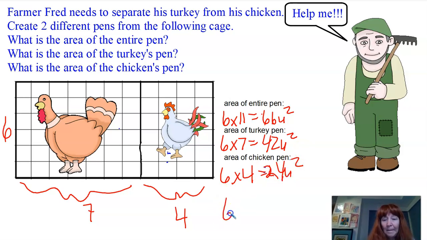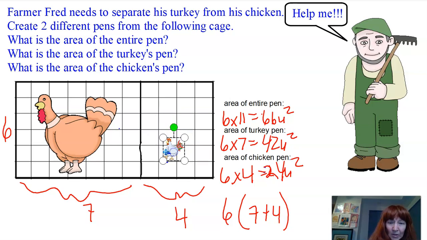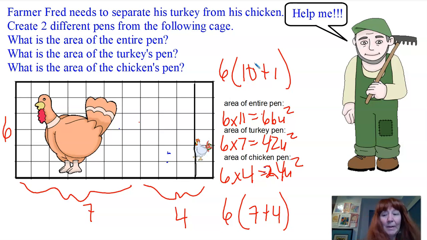So this time, the pens are 6 times (7 plus 4). And you can imagine, with a combination of 11, if I made the chicken really small, then I could put this pen all the way over here, take that line, move it over here. That seems kind of ridiculous, but I could do 6 times (10 plus 1), right? So there's not an infinite number of combinations unless I go into decimal numbers, but we're keeping it with whole numbers. Okay, so that's the first example.